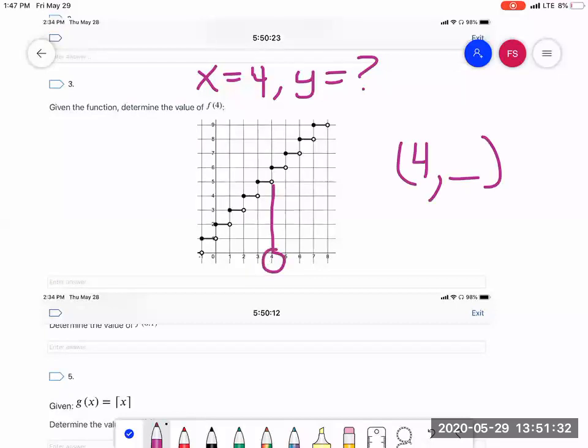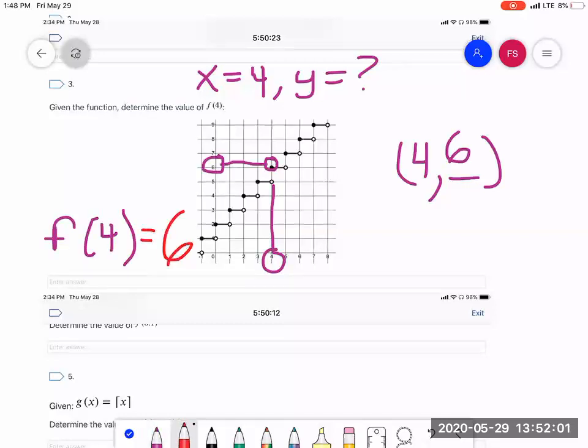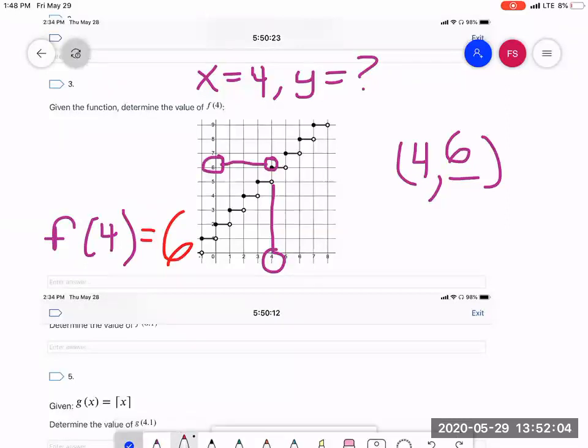So when you have this scenario, this is called a jump or a gap. You always want to take the value that has the closed filled in circle. In the open circle, you're saying we're not including that number. A closed circle says that you are including that number. So here, when x is 4, y is going to be 6. So our y value is 6. So f of 4 equals 6. So hopefully you should be able to do number 2 and number 4 after looking at that.